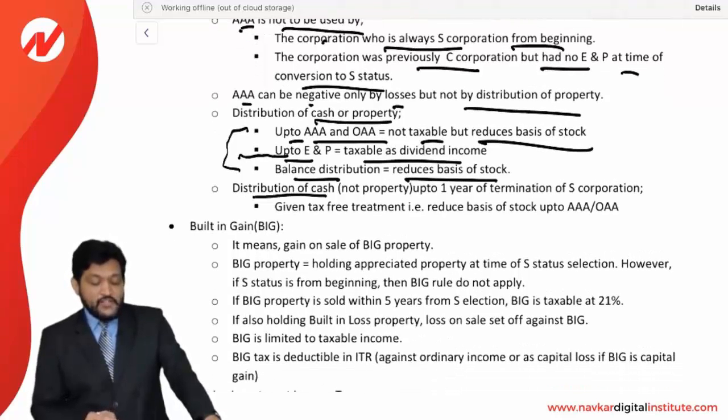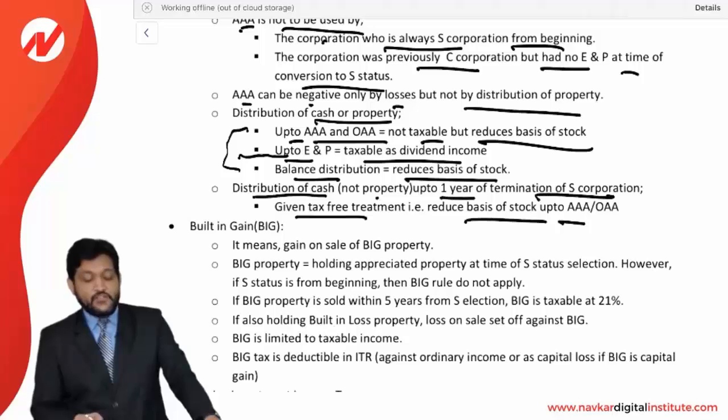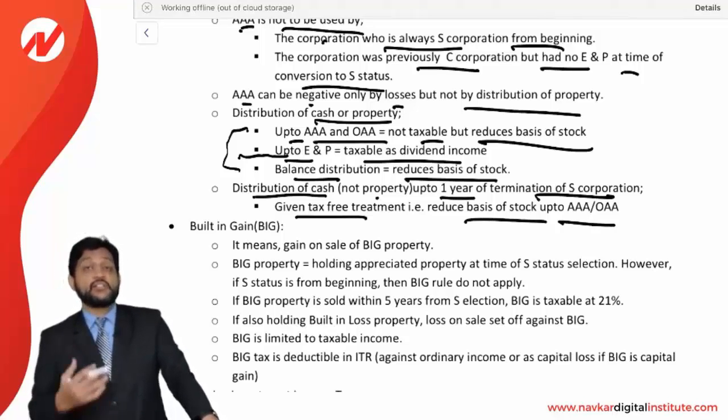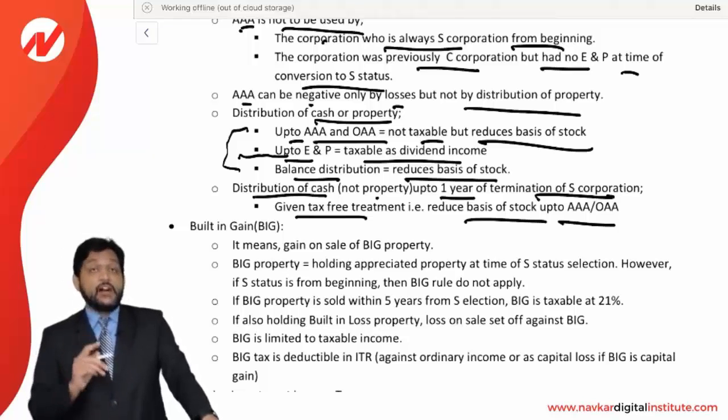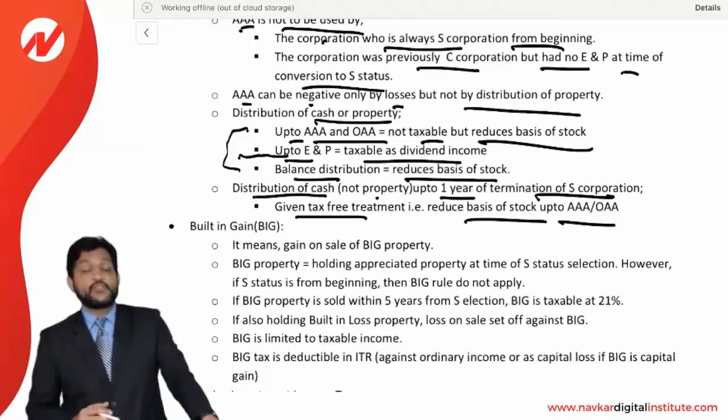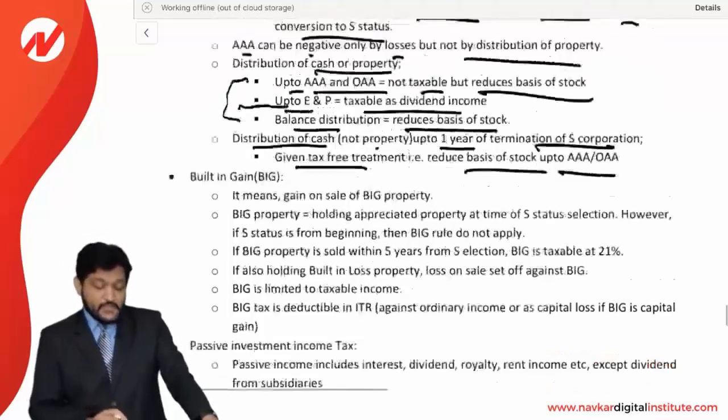Distribution of cash and not property, up to 1 year of termination of the S corporation, is given tax-free treatment; that is, it reduces the base of the stock up to AAA or OA. So if the S corporation has been terminated or liquidated, then up to 1 year, if the amount is distributed from AAA or OA, it can be treated as a return of capital, but it should be a distribution of cash and not property. So up to 1 year the benefit is given even if the S status has been terminated. This point you need to consider.